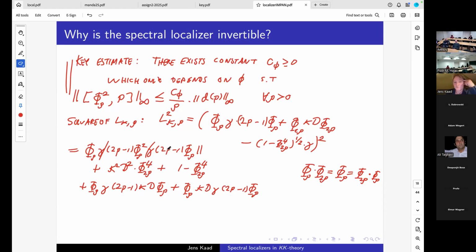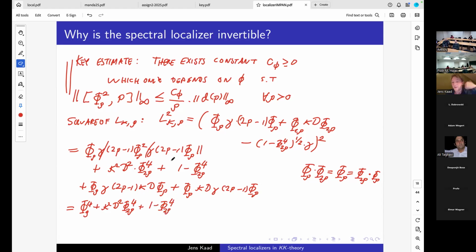So I would really like to move 2p minus 1 past phi rho squared. So let's try to do that. First I'm going to write down the leading terms. When I move 2p minus 1 past phi rho squared, the 2p minus 1 and 2p minus 1 are going to cancel out, and I'm just left with phi rho to the fourth. And then I have these two extra leading terms: plus kappa squared d squared phi 2 rho to the fourth, plus 1 minus phi 2 rho to the fourth.